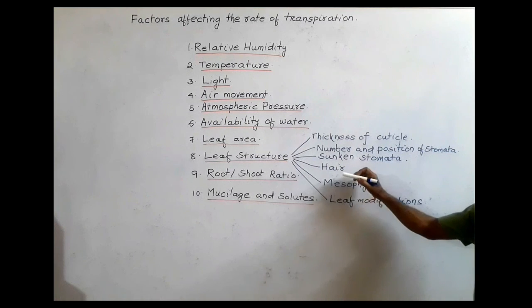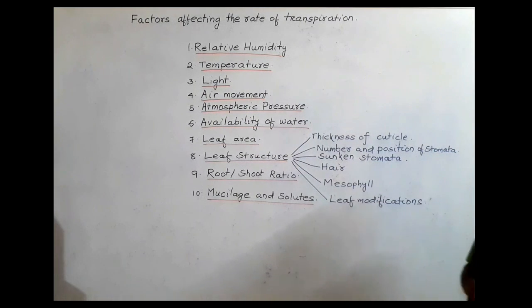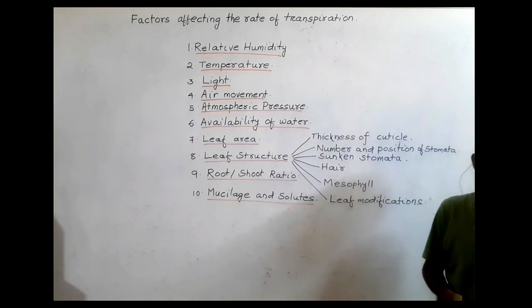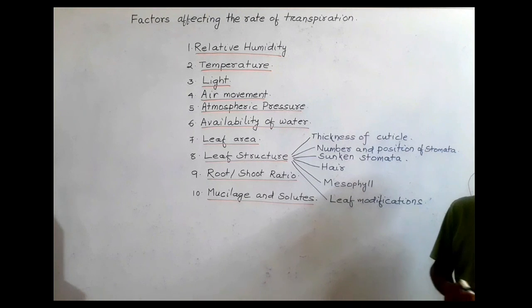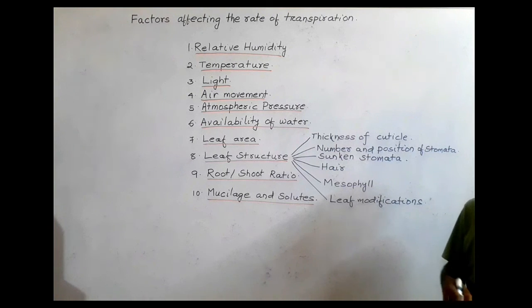Other factor is hairs. The presence of hairs on the surface of either leaf or stem acts as an insulating cover on the surface. So the presence of hair on the surface of the leaf and stem decreases the rate of transpiration.